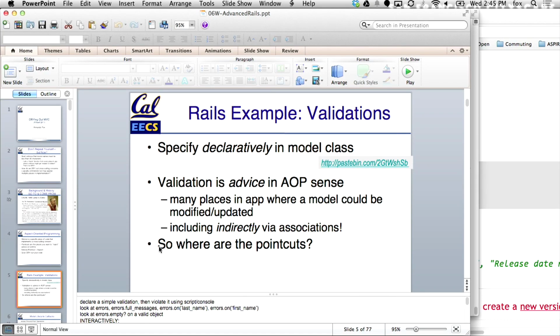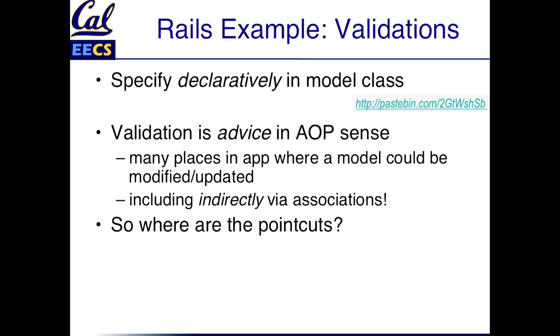Why is this kind of like aspects? Okay, so validation is clearly an advice, right? We declaratively stated some things that need to be true about a valid model. And there's many places in the app where a model might be updated, right? When do we care to check these conditions? Well, basically, anytime we're going to either create a new model or change the attributes on an existing model, we would want to check that the changes are valid. So the question is, where are the point cuts here?